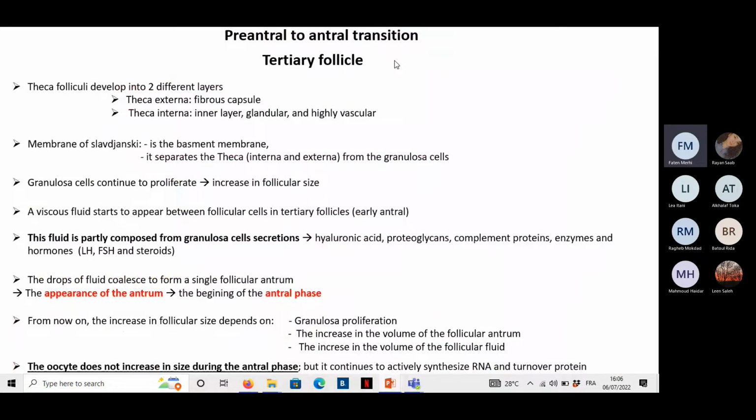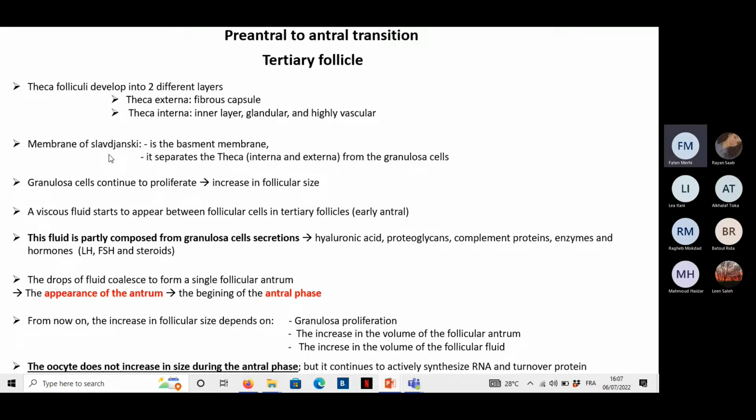So in the tertiary follicle, or between the transition from the secondary to a tertiary follicle, we will have the theca folliculi that will develop into two different layers. In the secondary follicle, it was only one layer. In the tertiary follicle or the early antral, we will start to see two layers of the theca folliculi. The theca externa, which is a fibrous capsule, and the theca interna, which is the inner layer of the theca. This is the layer directly adjacent to the basement membrane of the ovarian follicle, and it is a glandular layer and highly vascular, okay?